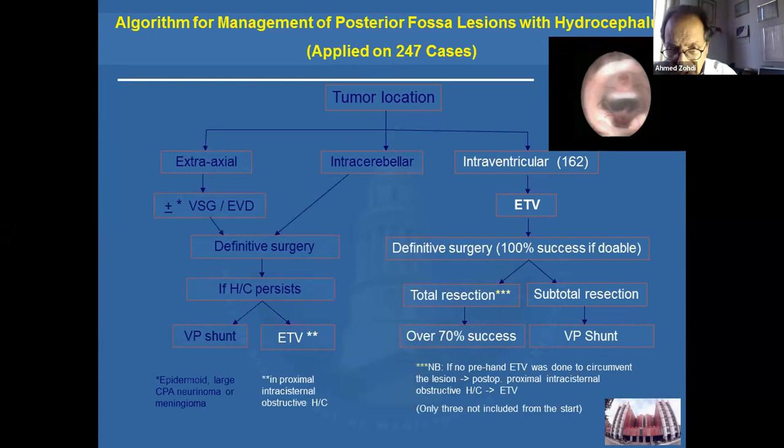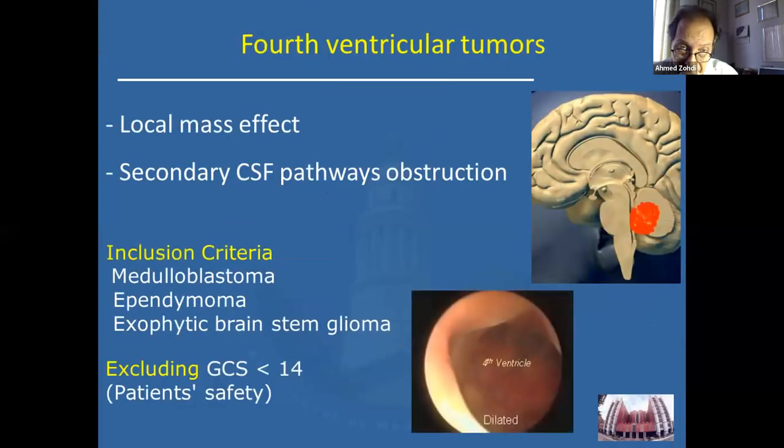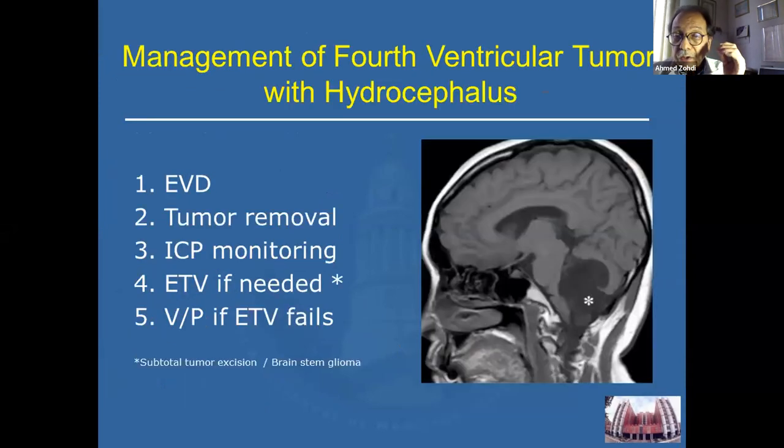And I'd better stick now to the right-hand side algorithm of intraventricular lesions. This is what we are doing so far, but nevertheless, we did change after doing another study on local mass effect and secondary CSF pathway interactions, with inclusion criteria of the medulloblastomas, the ependymomas, and the exophytic brainstem gliomas. Then ETV was not done, and an EVD was done in the same session with the tumor removal, and then the EVD was used for ICP monitoring, and if an ETV was needed, it was then done, if this was a subtotal tumor excision, and brainstem gliomas, and the shaving was not the absolute optimum. So an ETV was needed. And if ETV fails, we do a VP shunt.